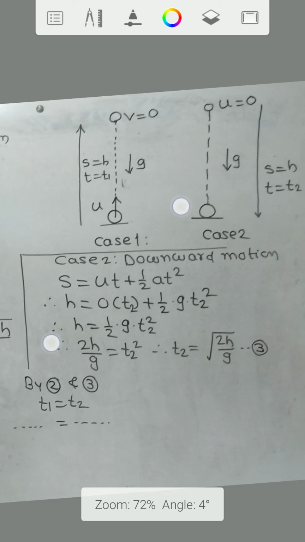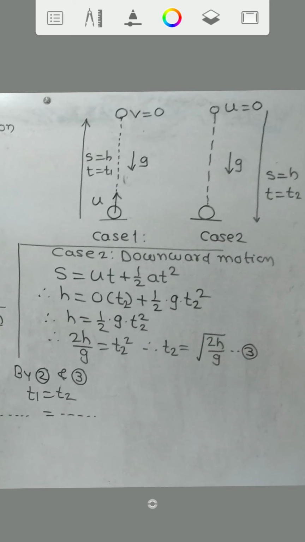See this diagram. Initially the stone is at this position, that is on the ground. Initially it has velocity u, and it is thrown upwards. As it goes up, velocity goes on decreasing. At the highest point, velocity v is 0. Then it falls downwards in the second case and again reaches the ground.